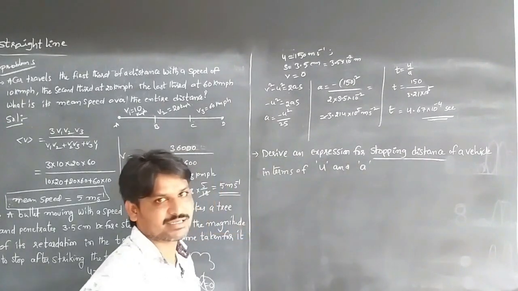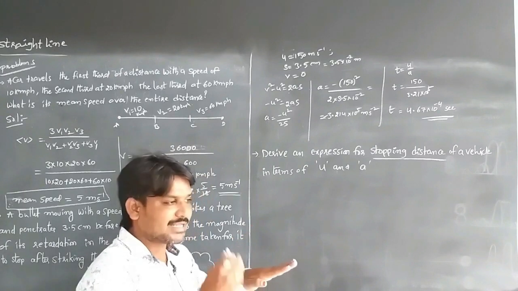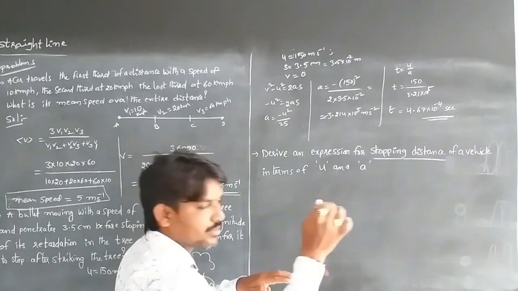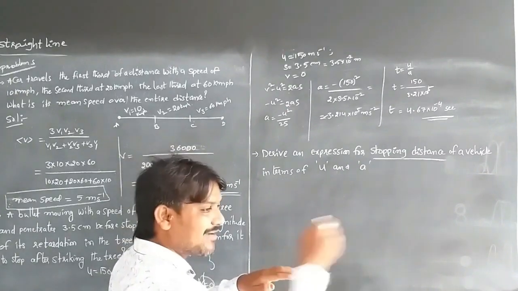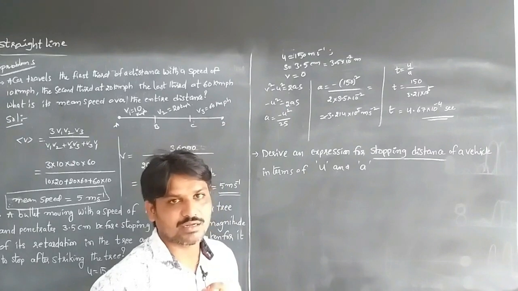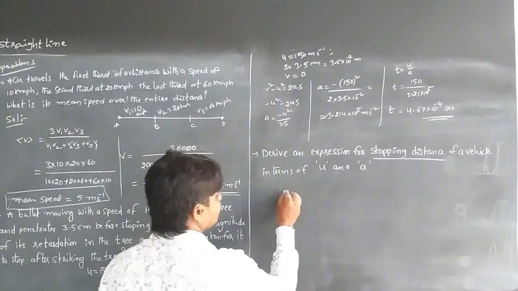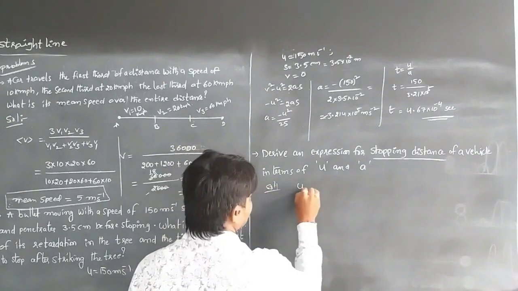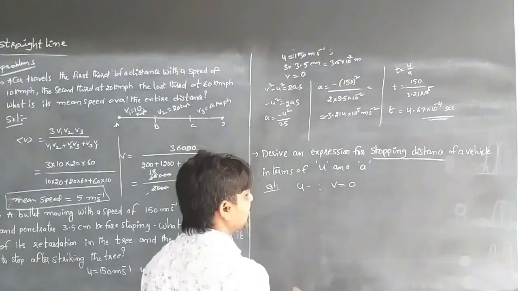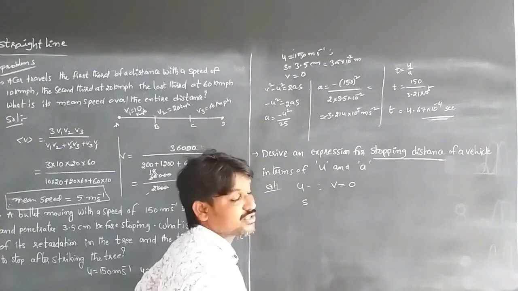Stopping distance means we apply the brake and the body moves some distance and stops. So the distance travelled by a body after applying the brake is called stopping distance. Here the body is moving with initial velocity u and stops after some distance, so v is equal to 0. Let s be the displacement, that is the stopping distance.